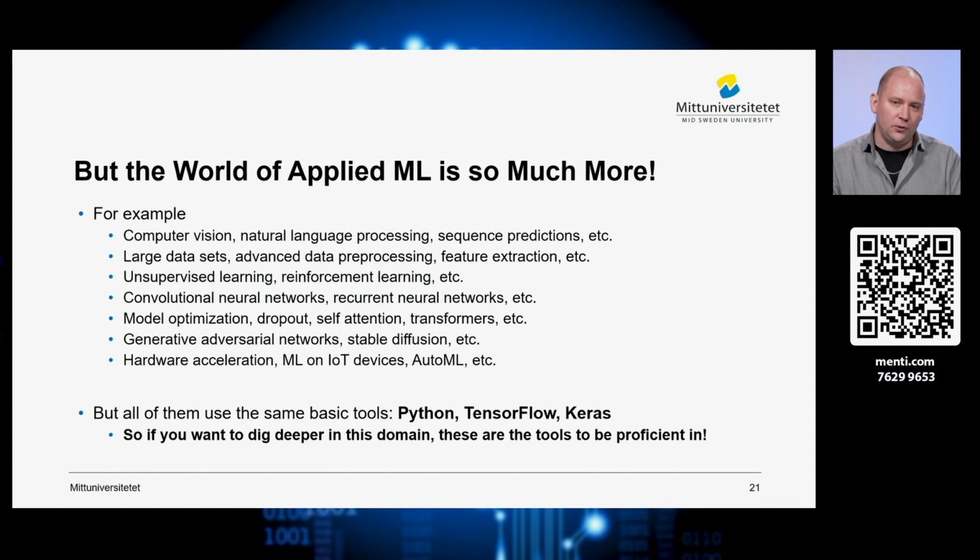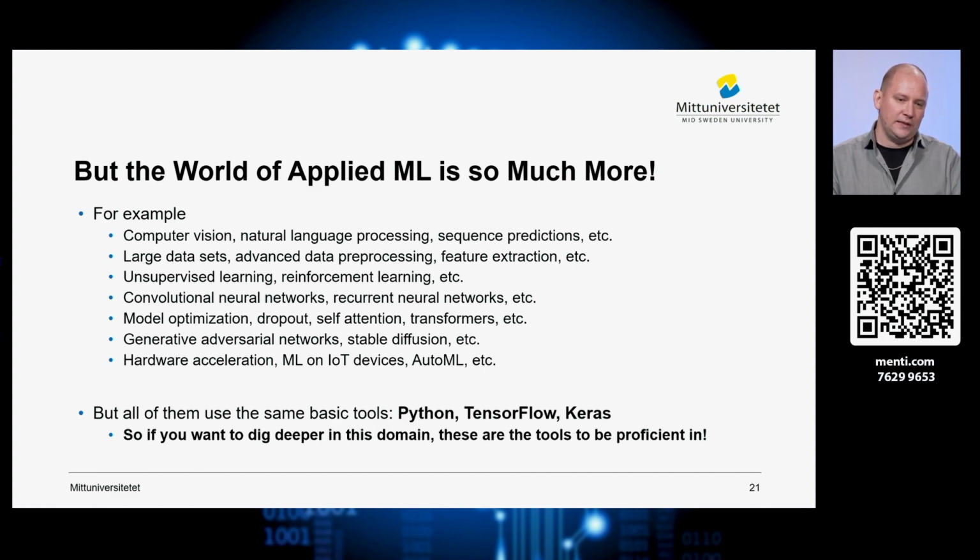This example that I showed you was also a typical example of supervised learning, but there also exists unsupervised learning, reinforcement learning, transfer learning, so there exist many different ways here as well. What we saw here was a simple sequential neural network. There also exist convolutional neural networks, recurrent neural networks, many different variants there as well. There also exist a lot of optimization functions, as I said, dropout, self-attention, transformers, and stuff like that. So there's a lot of things that can be done with the model.